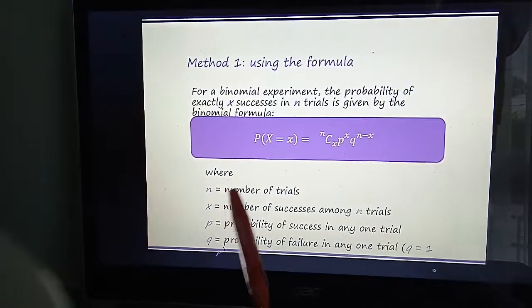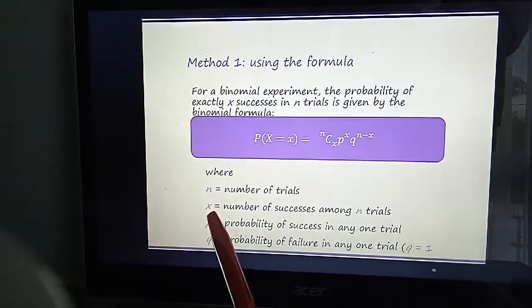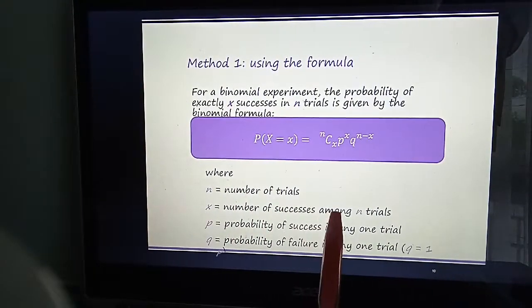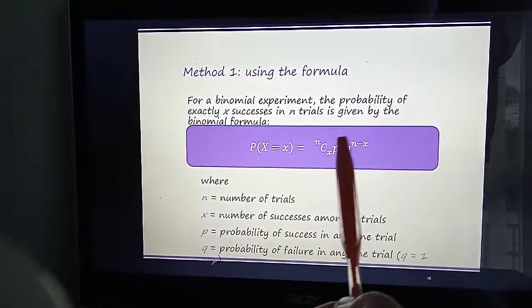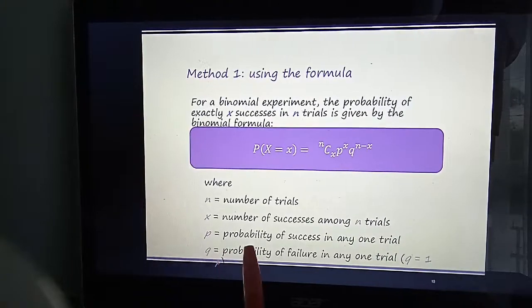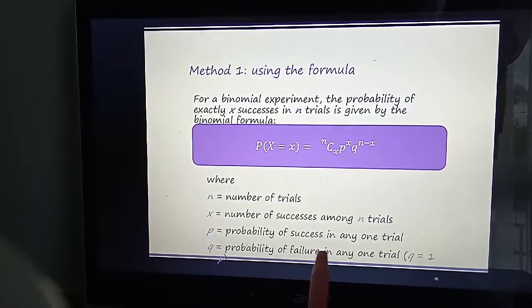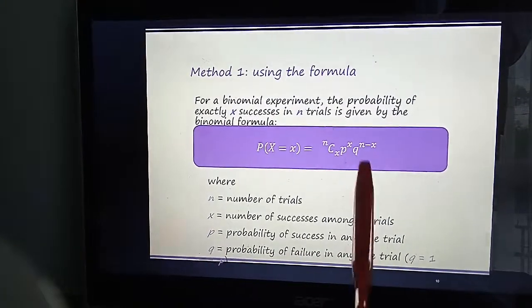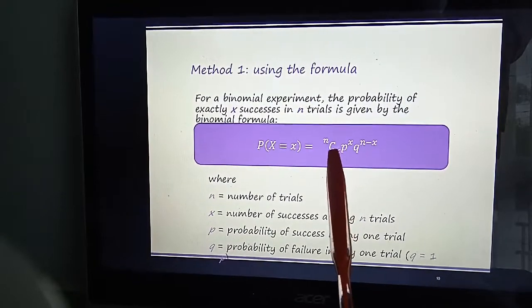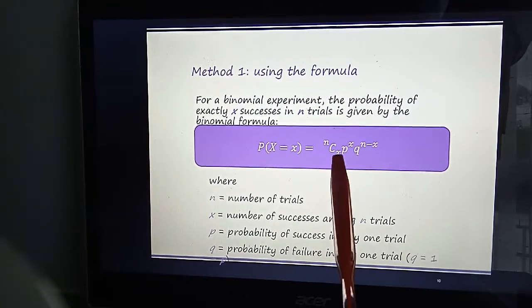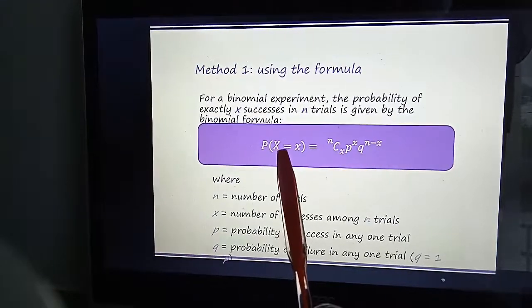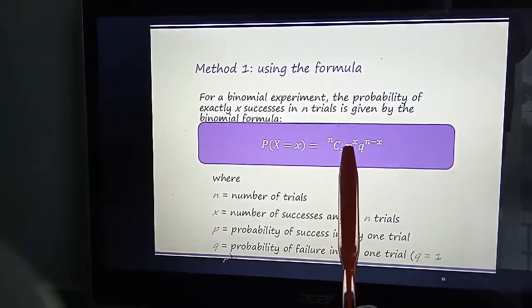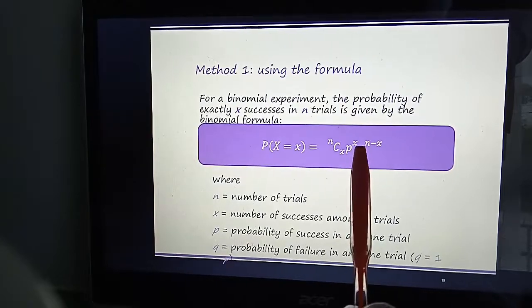Where n is the number of trials, x is the number of successes among n trials, p is the probability of success in any one trial, and q is the probability of failure in any one trial. So we need to identify the value of n; x is given. The value x is a random variable value. p is the probability of success, and q is the probability of failure.